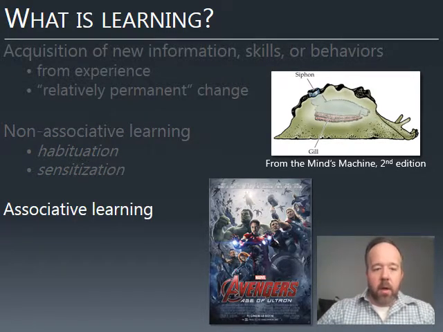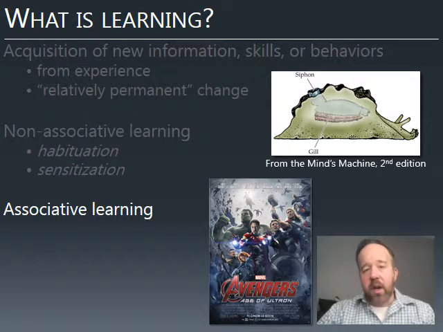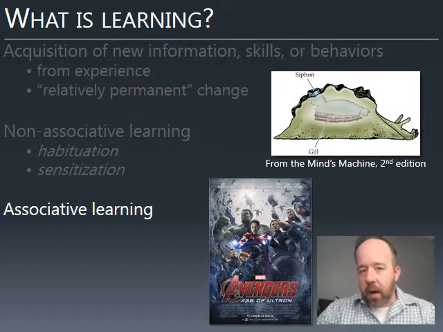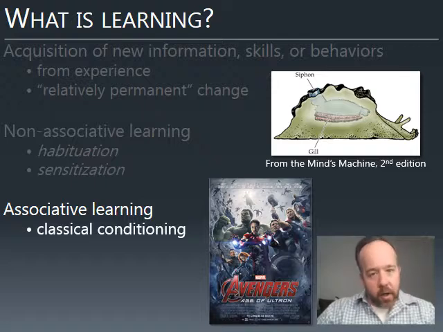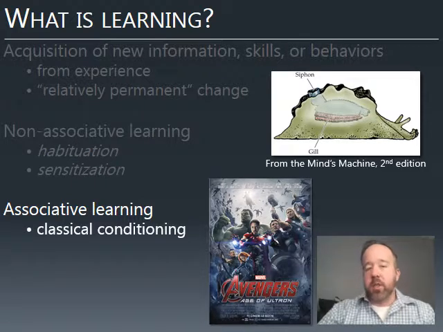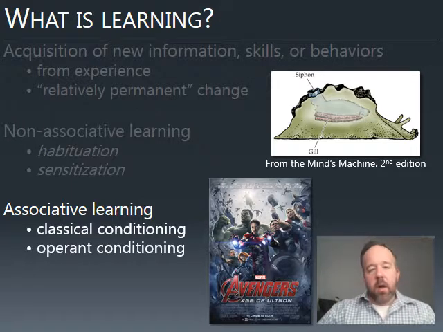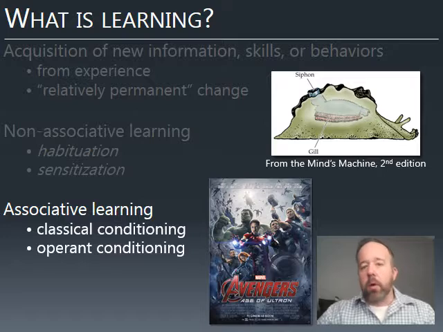Moving on to associative learning, where you're connecting events in the environment, or connecting behaviors to outcomes, that's what's going to occupy us for the rest of this unit. So you have, for example, classical conditioning. So there, the organism associates one stimulus in the environment with another stimulus. There's also operant conditioning, where the animal learns to associate a behavior with an outcome, a reward or a punishment.